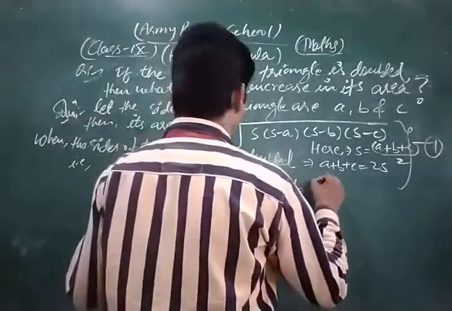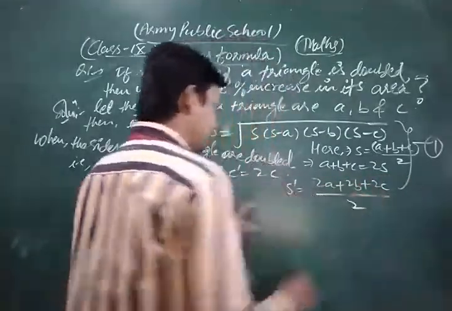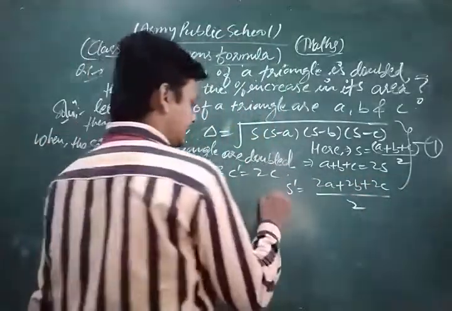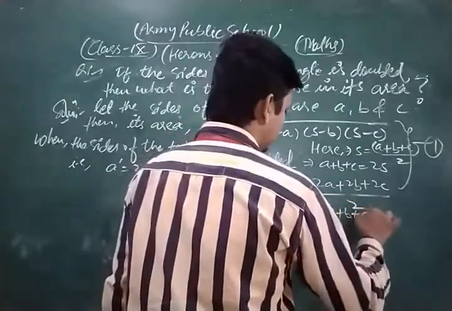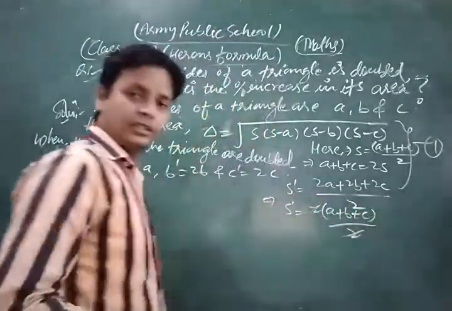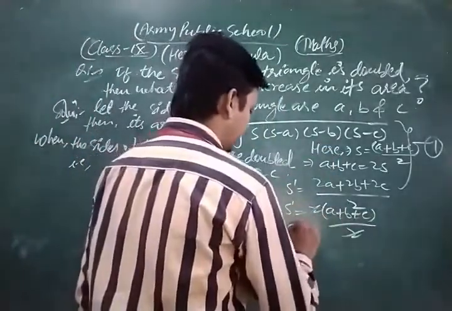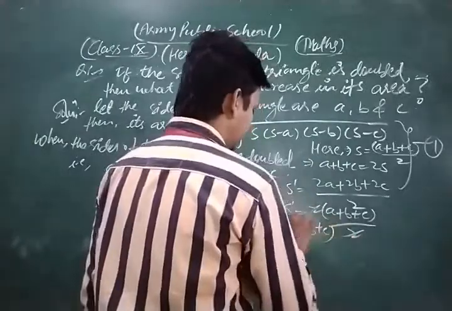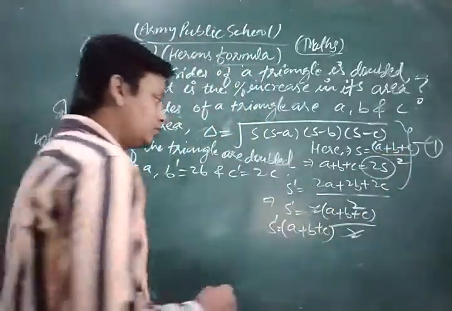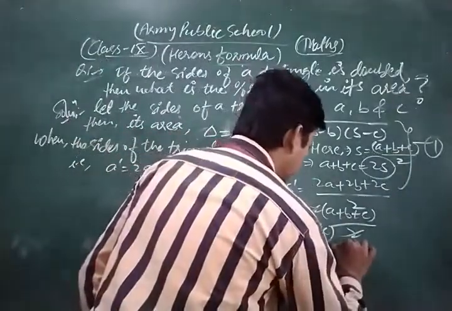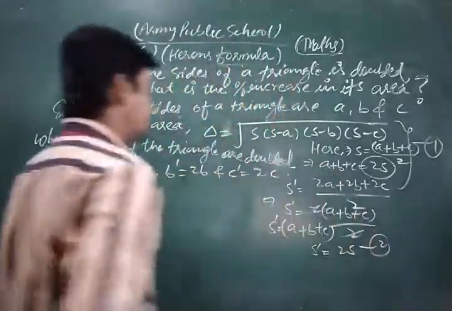And its new semi-perimeter becomes 2A plus 2B plus 2C upon 2, because the new sides will be this. So 2 is taken as common, so A plus B plus C upon 2, the 2s cancel each other. Now using equation 1, S dash is equal to A plus B plus C, and the value of A plus B plus C is what? 2S. So the new semi-perimeter is also equal to 2S. This is very important. Take question number 2.